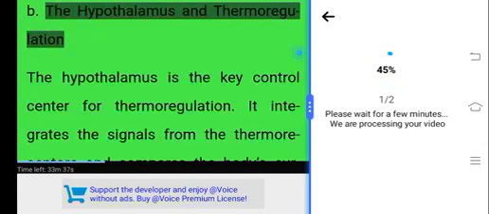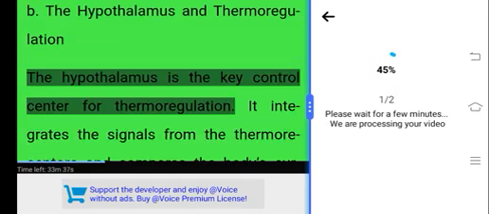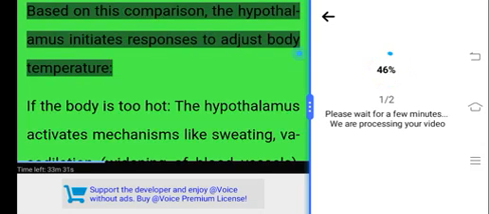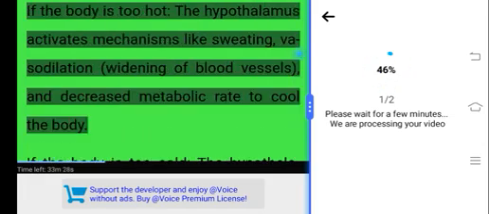B. The hypothalamus and thermoregulation. The hypothalamus is the key control center for thermoregulation. It integrates the signals from the thermoreceptors and compares the body's current temperature to the set point, which is typically around 37 degrees Celsius, 98.6 degrees Fahrenheit in humans. Based on this comparison, the hypothalamus initiates responses to adjust body temperature.